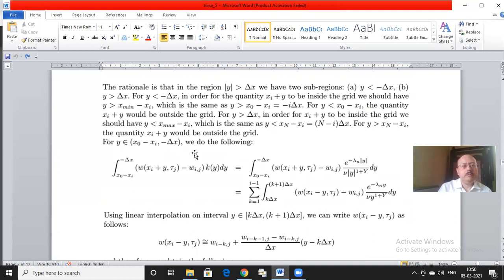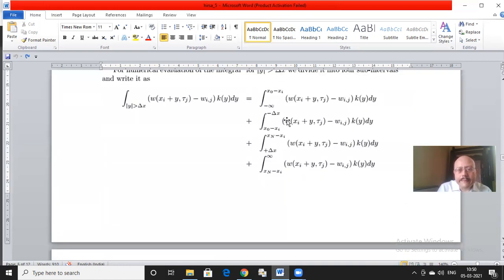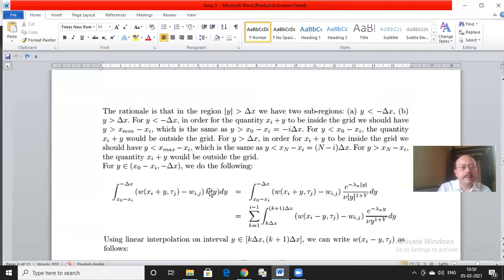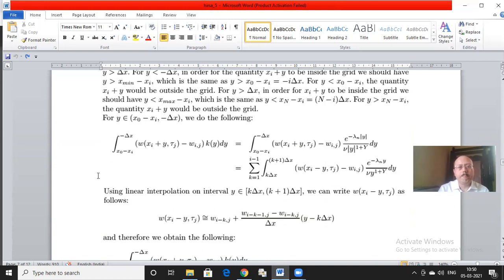For this second integral, x naught minus xi up to minus delta x, this is the one we handle first. What we do is, we look at this integral and we insert the actual density function. We have the form of the density function, and this is the negative side, so I know exactly what the density function will be. This will be minus lambda n mod y.